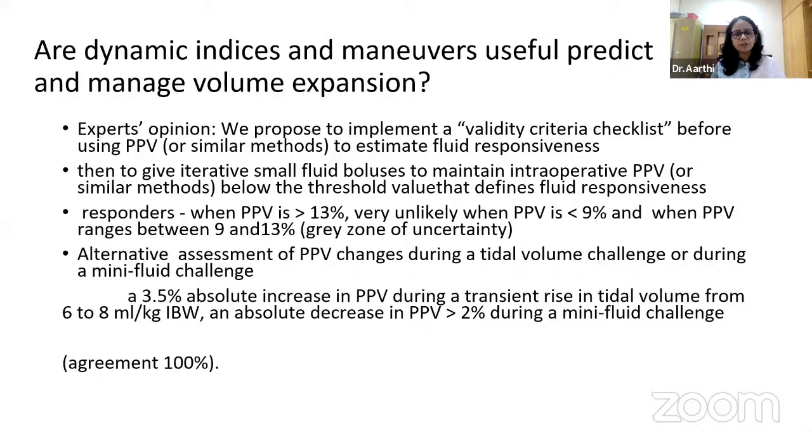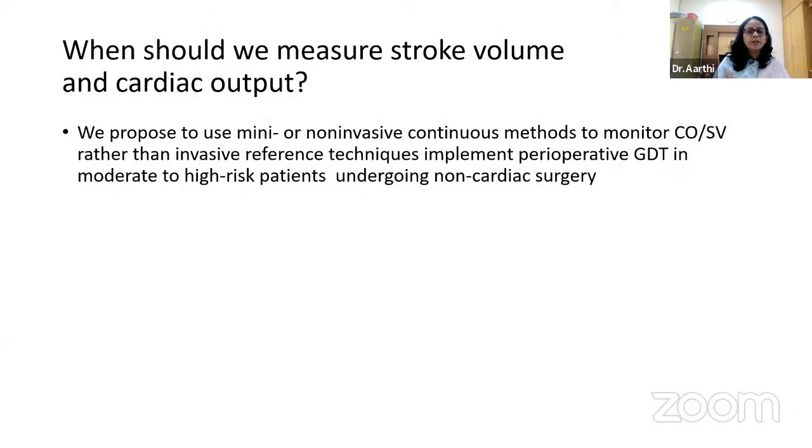An alternative assessment of pulse pressure variation change is the end expiratory occlusion maneuver or a mini fluid challenge. When we do an end expiratory occlusion maneuver or a mini fluid challenge, a 3.5% absolute increase in the pulse pressure variation during the transient rise in the tidal volume is a good predictor of fluid responsiveness, and an absolute decrease in the pulse pressure variation of more than 2% during a mini fluid challenge is a predictor of fluid responsiveness. So when should we measure stroke volume and cardiac output?